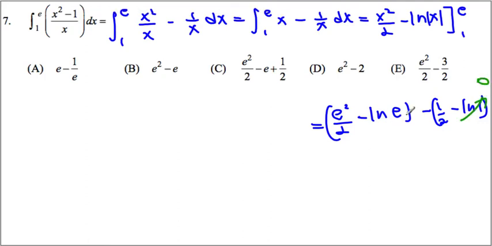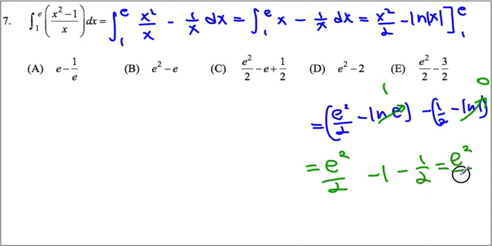What is ln of e? That's right, that's equal to 1. So we have e squared over 2 minus 1 minus 1/2. That becomes e squared over 2 minus 3 over 2. So that becomes our answer, which is choice E.